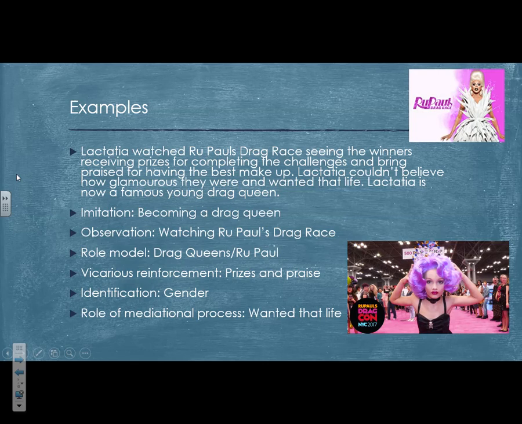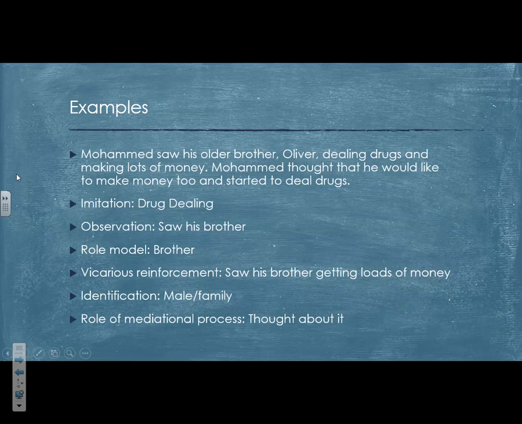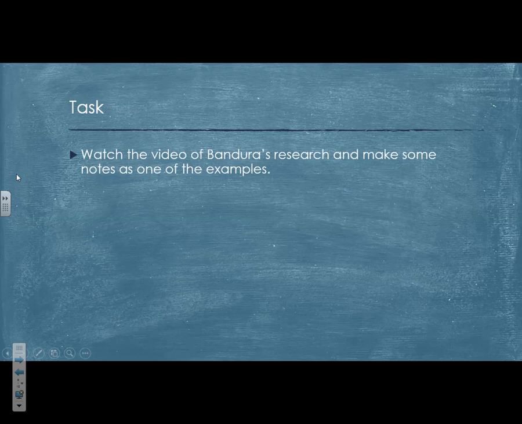So she paid attention to RuPaul's Drag Race, and was physically able to retain that information. She's 8 or 9 now, I think, so obviously capable of retaining that information, physically capable of reproducing it. Clearly she's able to use makeup and was motivated by the prizes, by the praise, by wanting that lifestyle and that money. Okay, and there we go, we've got Mohammed again as an example there.